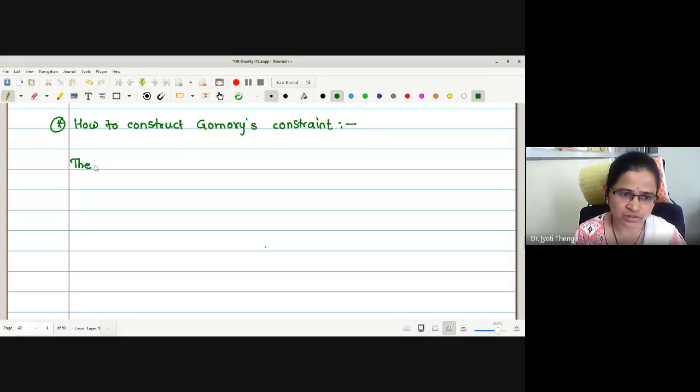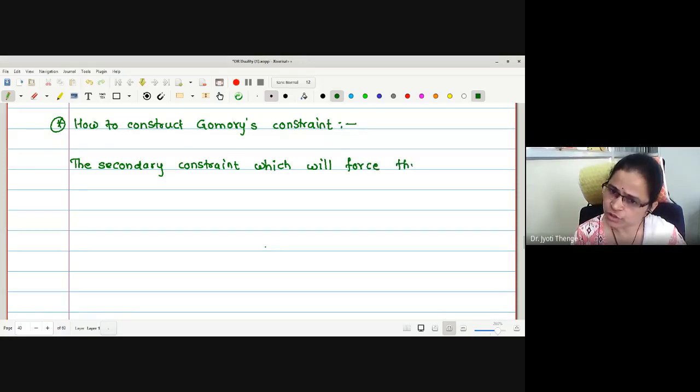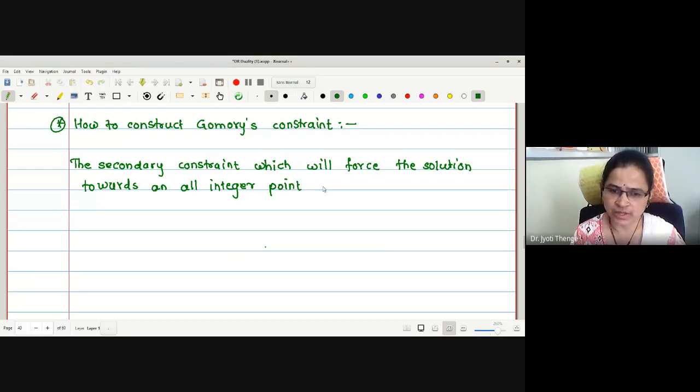The secondary constraint which will force the solution towards an integer point is constructed as follows.